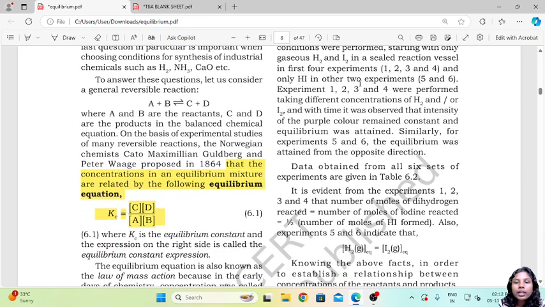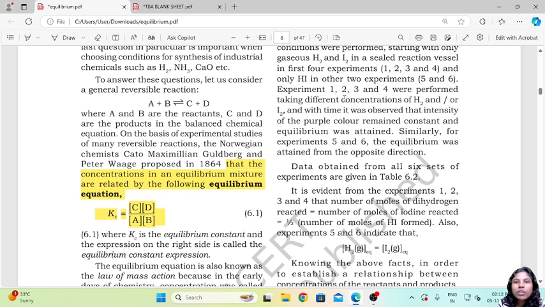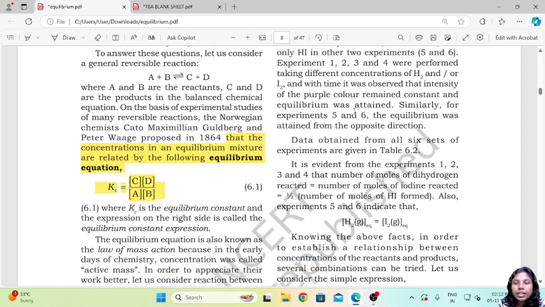Experiments 1, 2, 3 and 4 were performed taking different concentrations of H2 and I2. With time, it was observed that the intensity of the purple color remained constant and equilibrium was attained. We know that the purple color is due to the presence of iodine. So whatever fumes were there, that color persisted and remained constant, it was not changing. Therefore, when it was not changing, we were able to say that the equilibrium stage was attained.